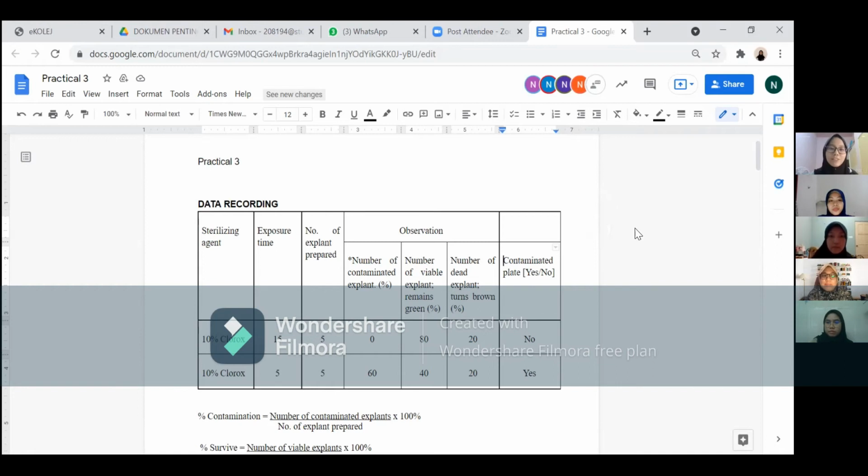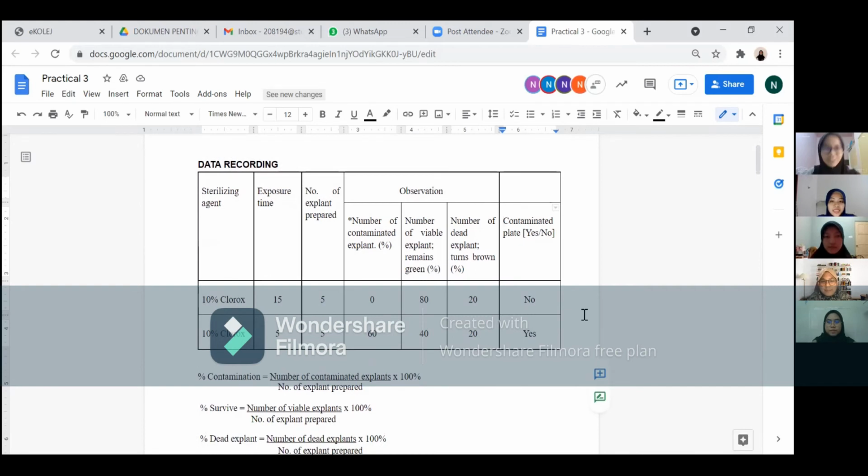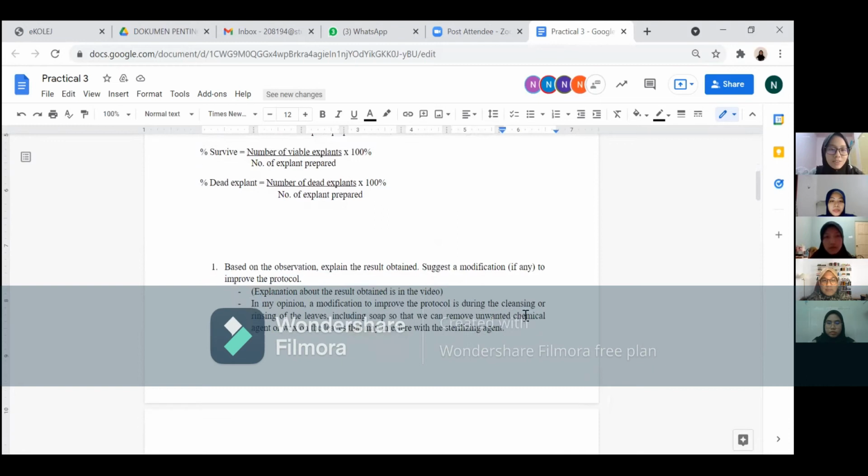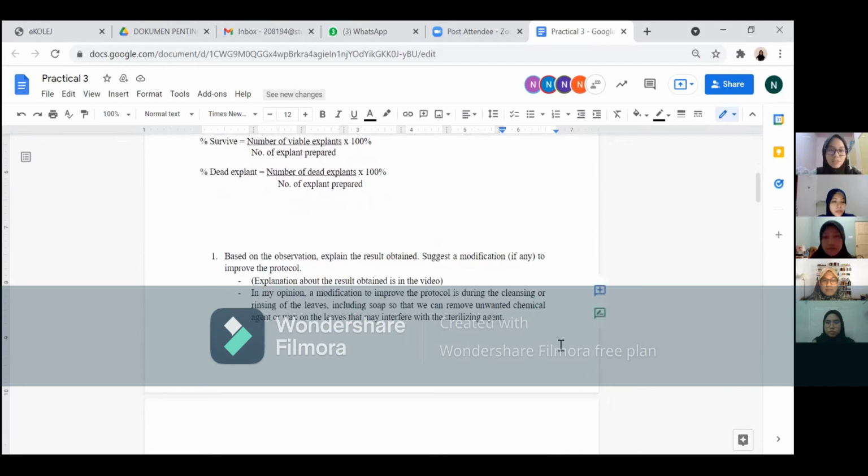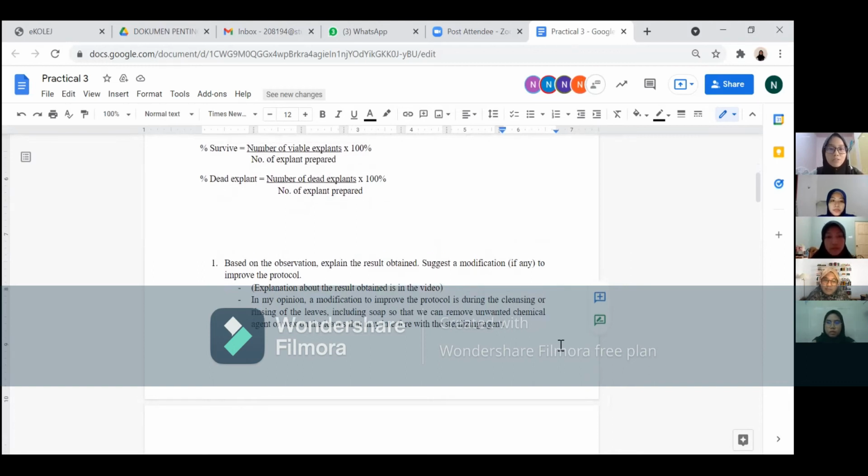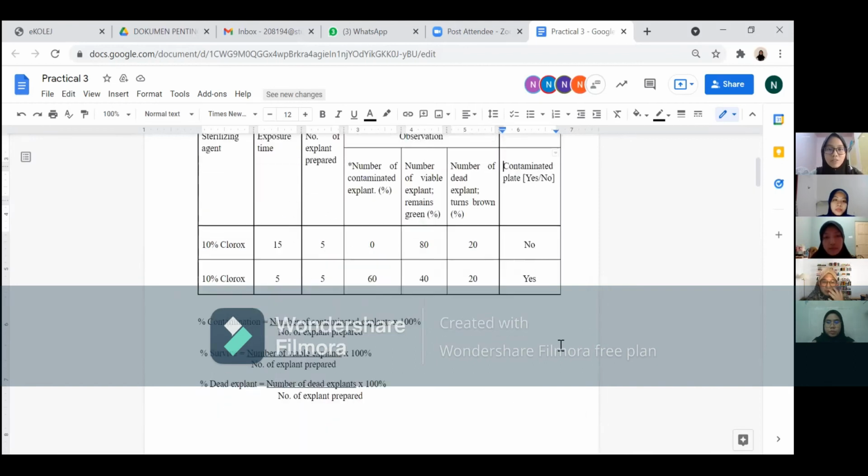Alright, thank you everyone. So today we will be discussing surface sterilization of Splen. May I start first? Alright. Yes. This is our data recording. So the first question, based on the observation, explain the result obtained. Suggest a modification, if any, to improve the protocol. So I will explain the table.